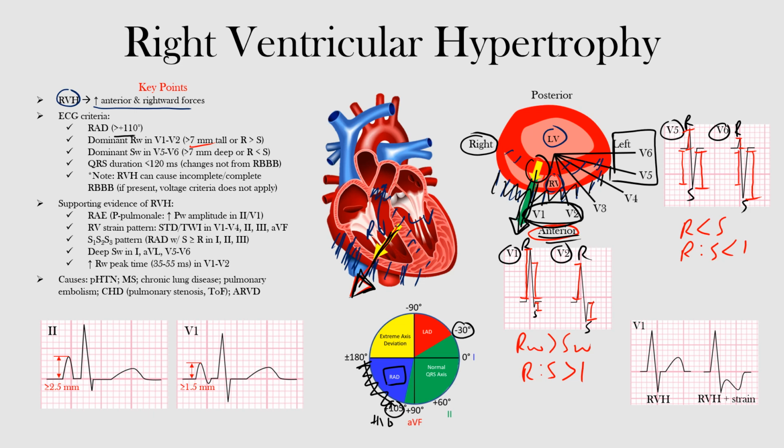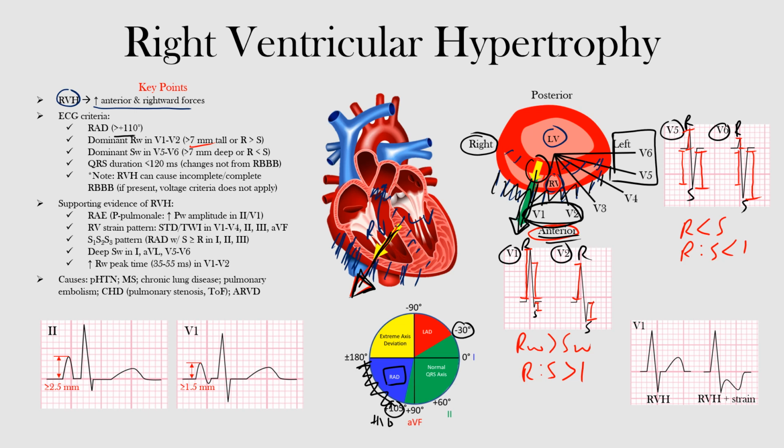Now the QRS duration may be slightly longer due to increased ventricular mass, but it will usually remain less than 120 milliseconds. That is, the changes that we're seeing are not a result of complete right bundle branch block. In complete right bundle branch block, you want to see a prolonged QRS interval. And we don't want to see that here.